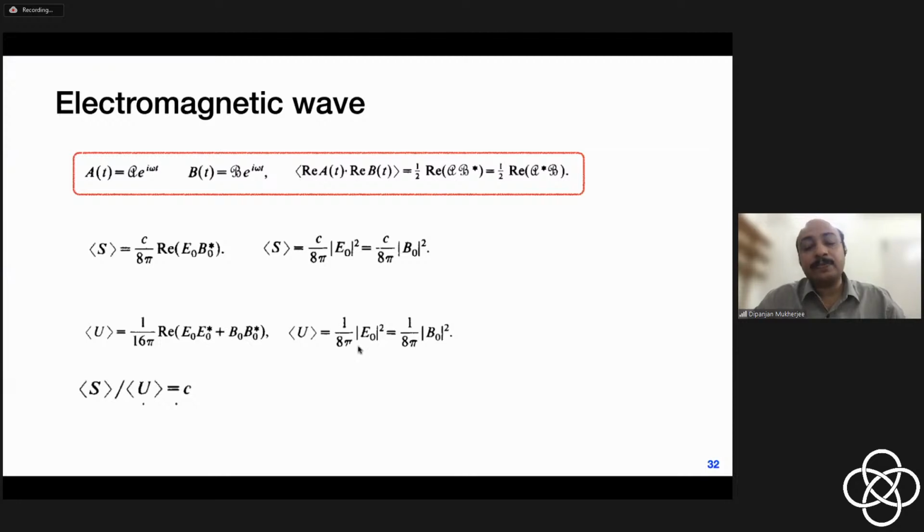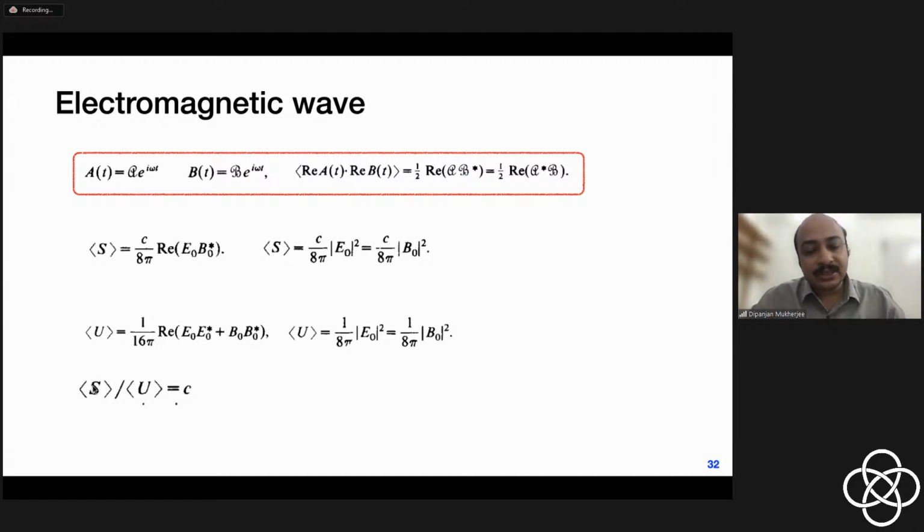Now, the reason I'm talking about all of this is, look at the fact that the Poynting flux or the energy density can be trivially obtained if you can find the magnitude of the electric field or the magnetic field, any one of them. If we find, due to some emission mechanism, what the electric field would be, we can immediately find what the Poynting flux or the energy density is.